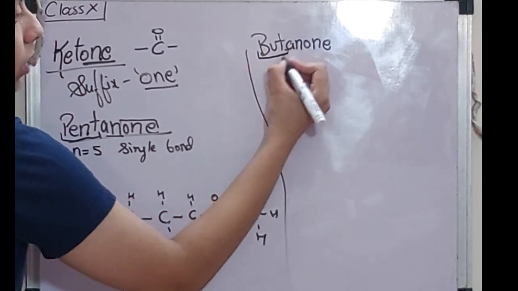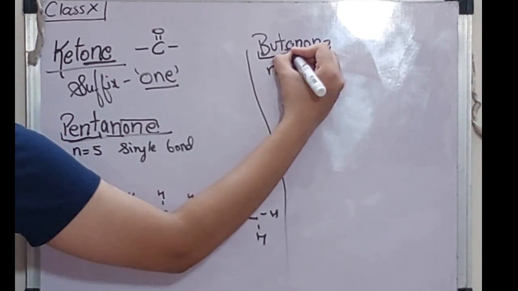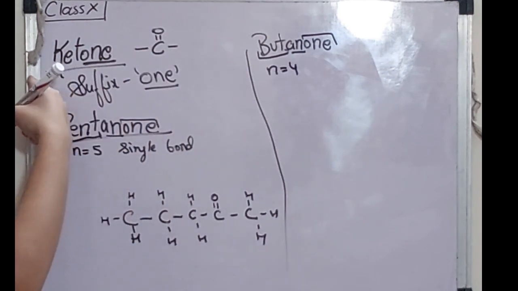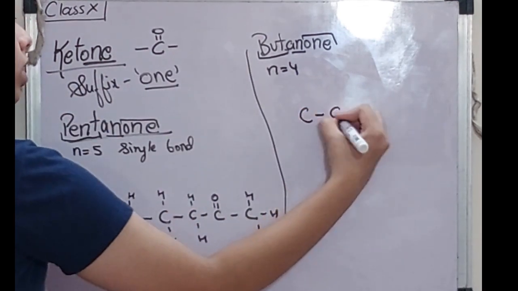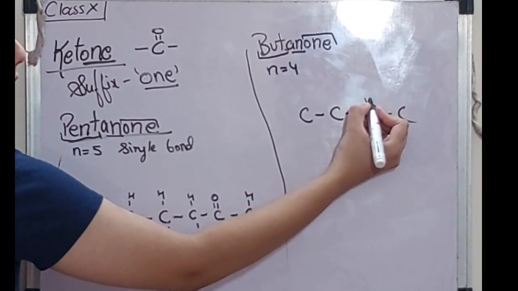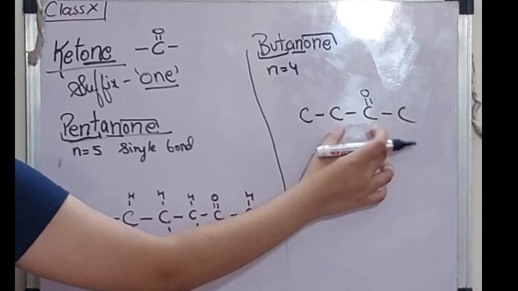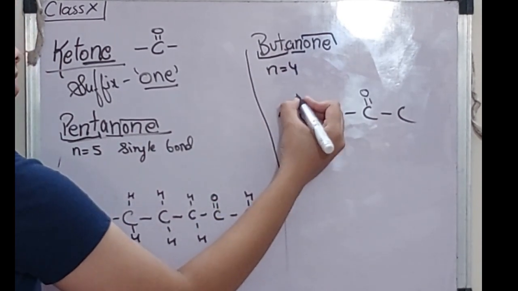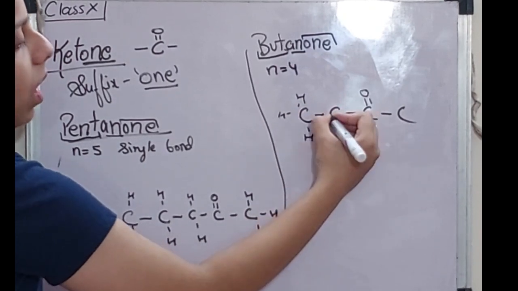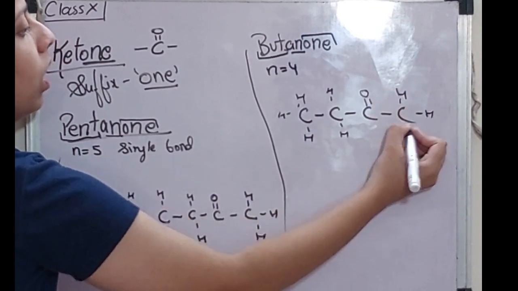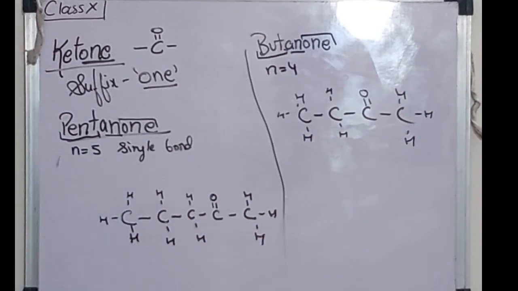So but means total number of carbon 4. N means single bond, and this ONE means the functional group ketone. तो पहले 4 carbon 1 2 3 4. Then single bond है ही. I'll put ketone. Mid वाले पे लगाएंगे, neither starting nor the ending. And finally filling the valency with hydrogen. So this is how you will draw butanone.